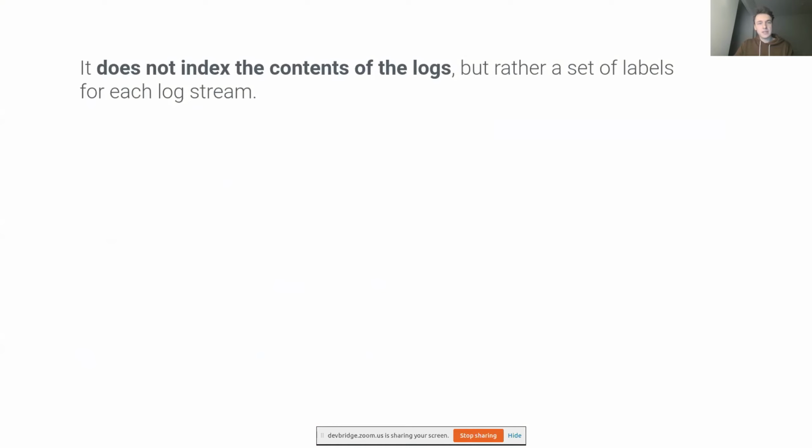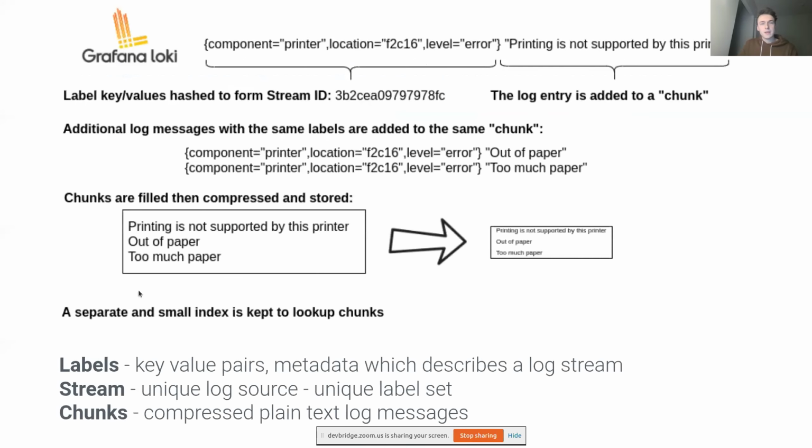As it says, Loki does not index the contents of logs, but rather a set of labels for each log stream. So how does it work? At the top, you can see a log message: "Printing is not supported by a printer." This is a log, some text. We don't index it. We index the metadata about where the log comes from. So these are labels, the top component, location, and level, and they describe unique streams. A stream, you can think about it as a source of logs. So this is one stream described by 3 unique labels.